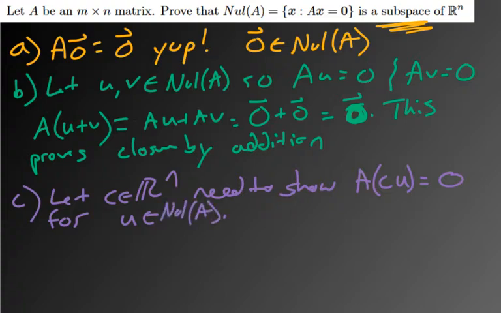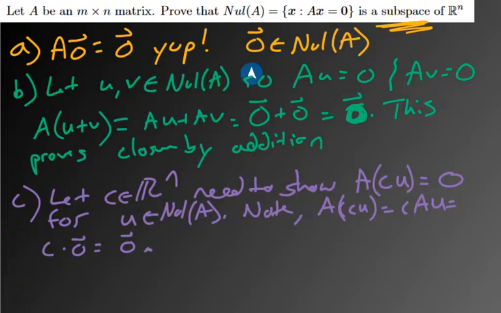And it's honestly not too bad at all, because all you've got to do is say note ACU equals CAU, which equals, jump down here, C times the 0 vector, because U is in the null space, which equals the 0 vector. And that does it. Knowing how to prove something is a subspace is a very important thing in linear algebra for sure. So you need the 0 vector, closure by addition, and closure by scalars. So very important problem.